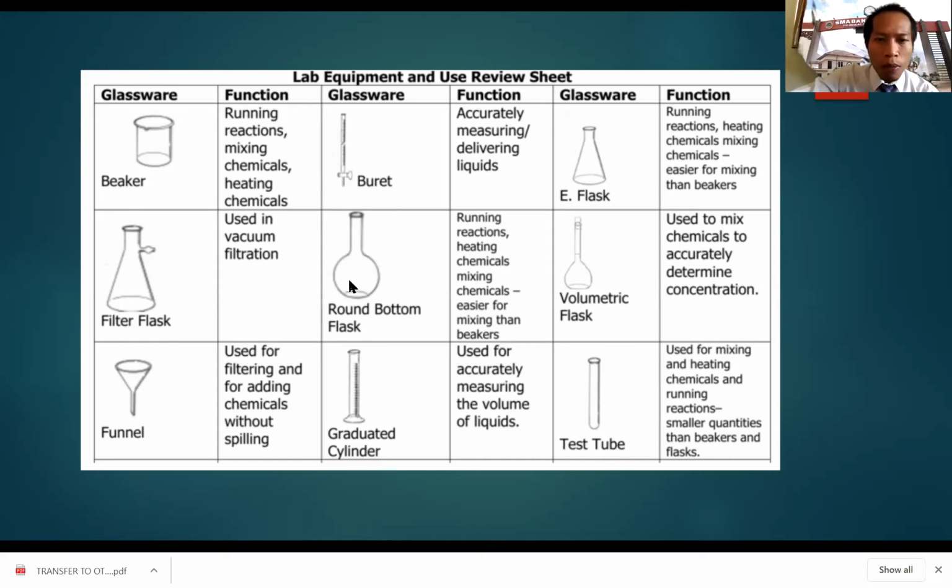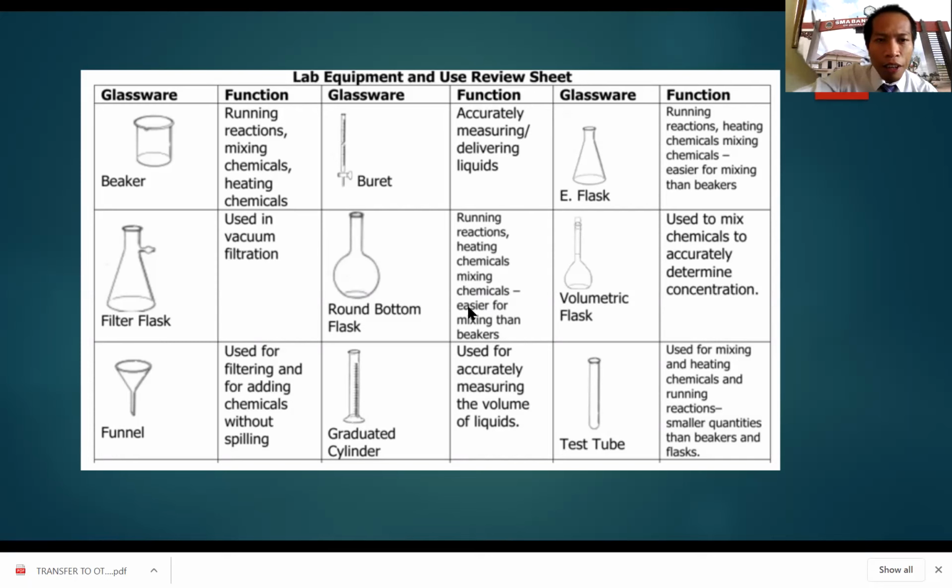And another one, the round bottom flask. According to the name, you understand that this has a round bottom. It has a bottom which is round here, and there is a neck here, neck and round bottom. A round bottom flask generally doesn't have a scale. There is no scale here. Tidak ada skalanya ya. And it's used for what? Running reactions. It's like the beaker, also for running reactions. If you want to make a reaction, you can do it here. Heating chemicals can also be done here like a beaker. And mixing chemicals can also be done here. You can do it in a round bottom flask.